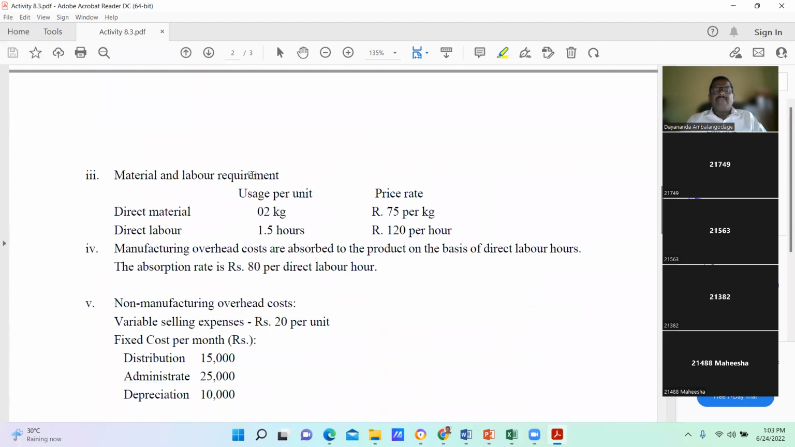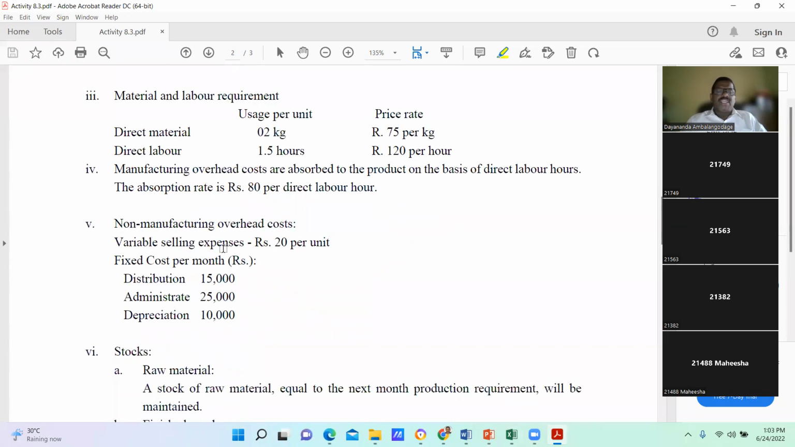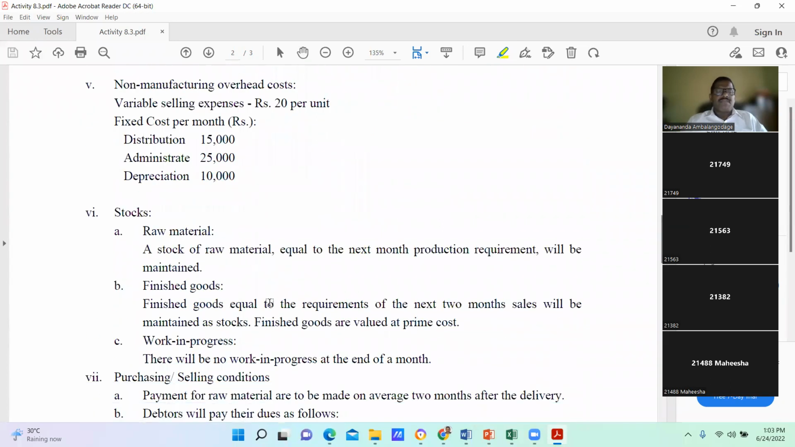Direct labor and material requirements and the unit prices are given, so we can calculate the direct material cost and direct labor cost. Manufacturing overhead absorption rates are given based on direct labor hours, so the absorption rate is 80, and we can calculate and absorb the manufacturing overhead cost. Non-manufacturing overhead costs are given: variable selling expenses of 20 rupees per unit sold, and distribution, admin, and depreciation are given.